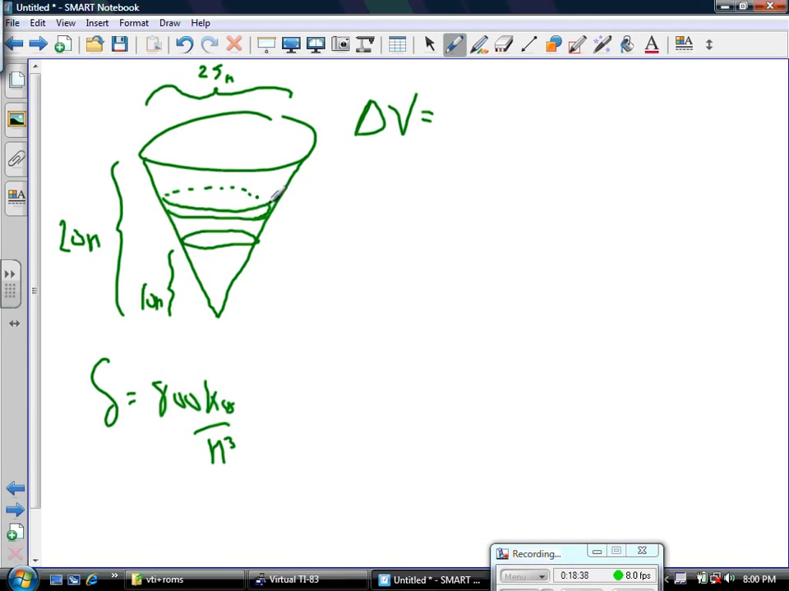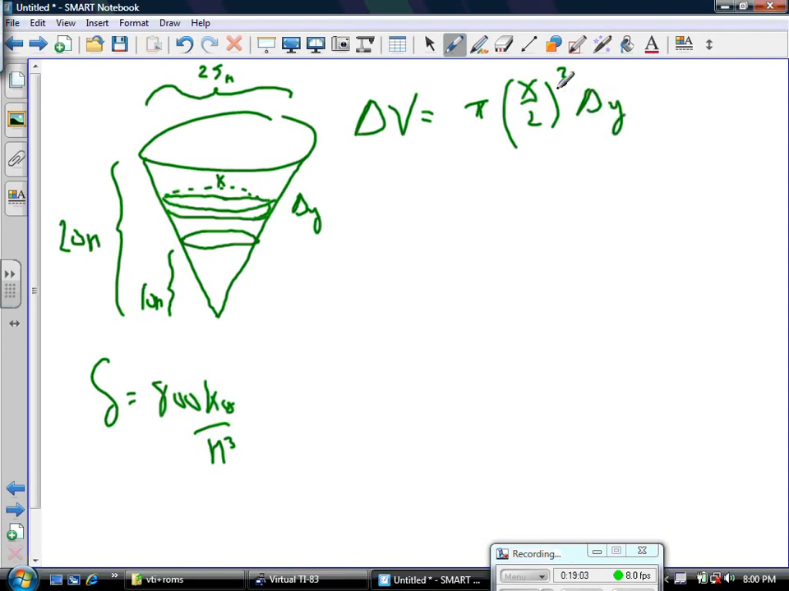Well, the face is a circle, so you do pi r squared. If I call this whole diameter x, it's x over 2, exactly. All right, so it's pi r squared, but that's pi times x over 2 squared. And then what's the thickness? Delta y. Okay.